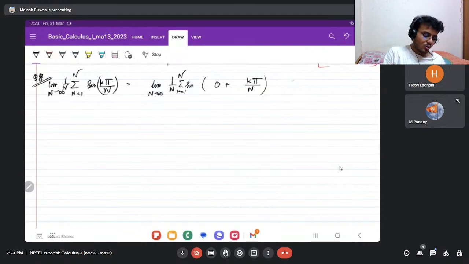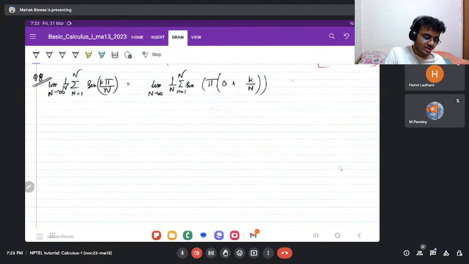So you see, k is here, or you even have something like this, pi multiplied by 0 plus k by n. Agreed? This is even better. Why am I doing this? To avoid scaling.